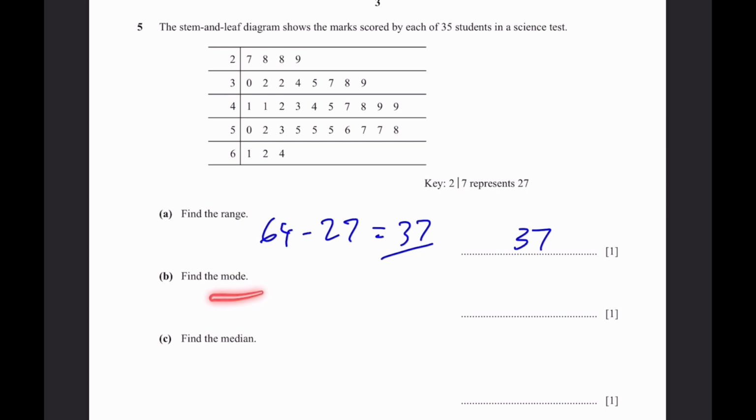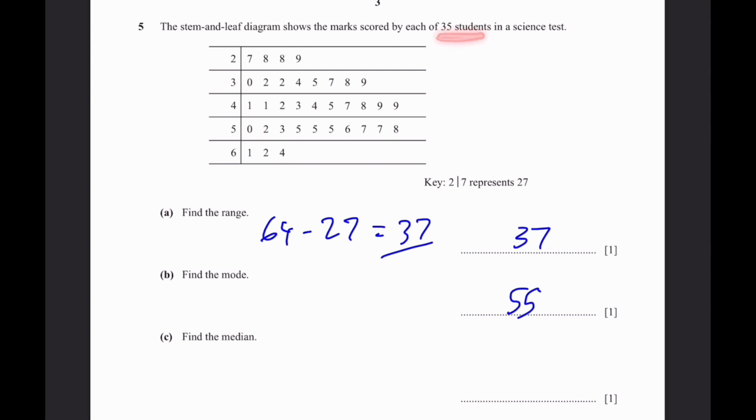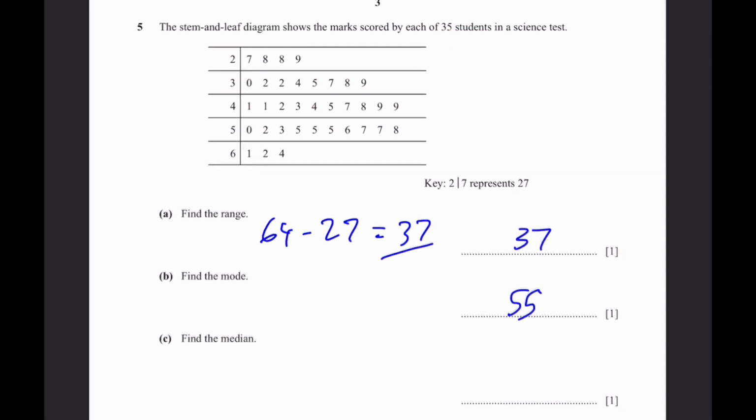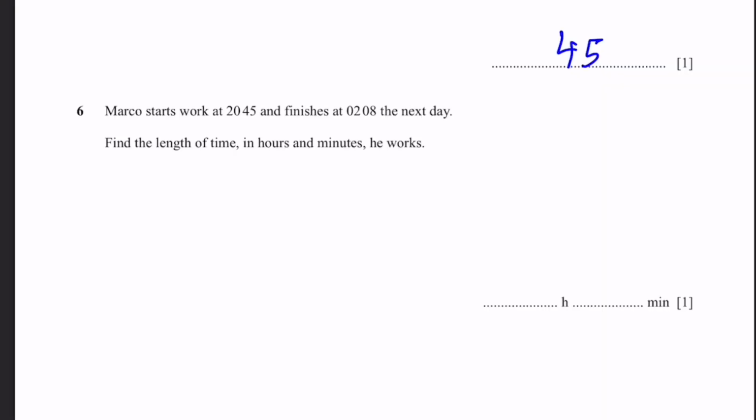B, find the mode. The mode is a number which is repeated most times. Over here, this is repeated most. That's 55. C, find the median. That's the middle value. So we're going to take this 35 students over here. So we can just say that the median is 35 plus 1 by 2, which is 18th value. So you can just see 1, 2, 3, 4, 5, 6, 7, 8, 9, 10, 11, 12, 13, 14, 15, 16, 17, 18, which is 45. That's the answer. Question 6.